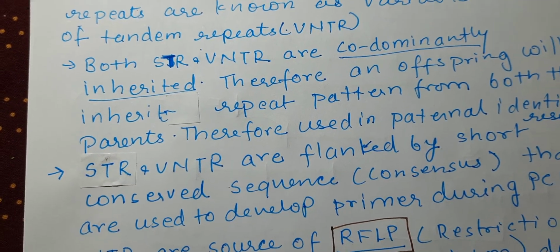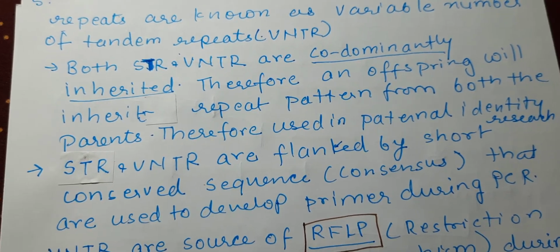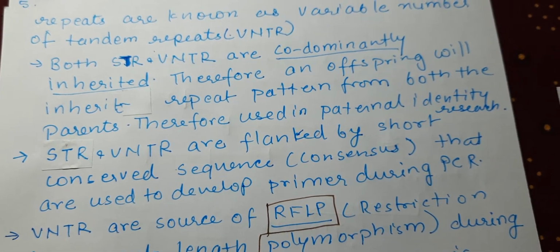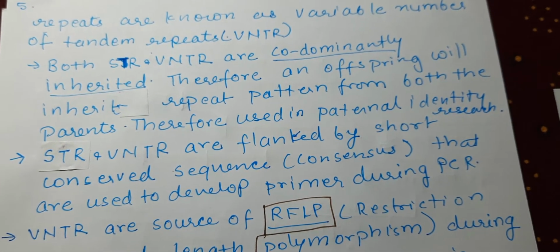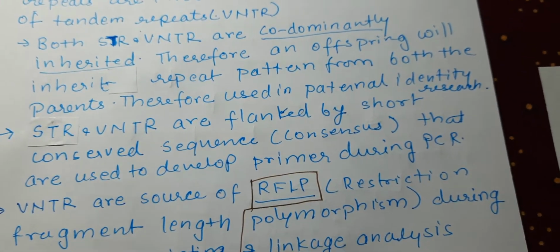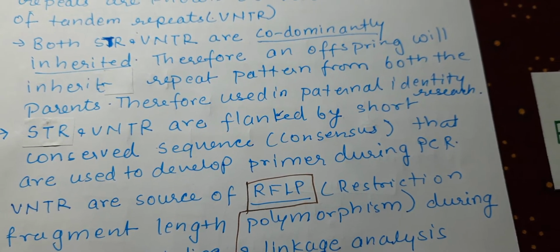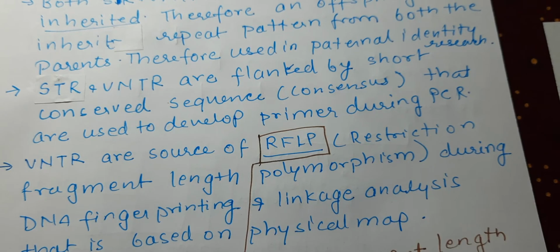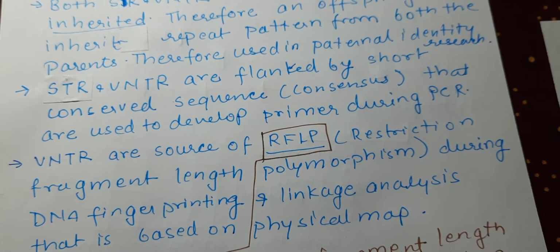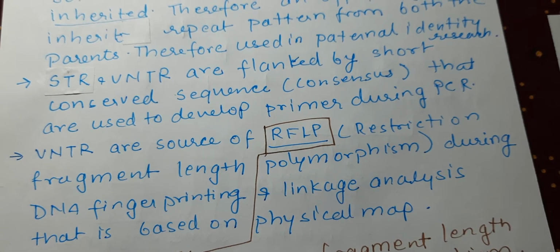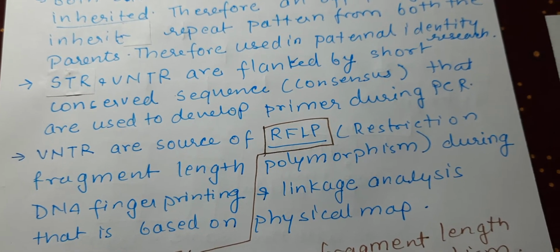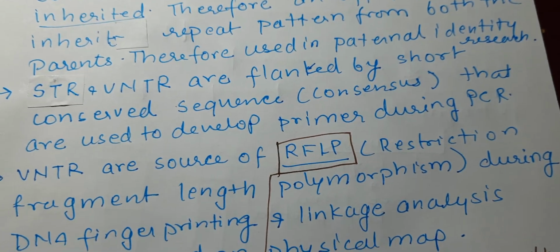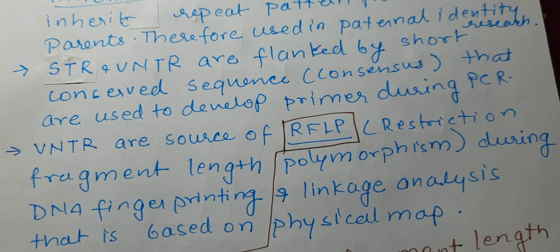Now both short tandem repeat and VNTR are co-dominantly inherited. This is the property. Therefore, an offspring will inherit repeat pattern from both the parents. Therefore, these repeats are used in the detection of the real parents. The STR and VNTR are flanked by short conserved sequence, which is known as consensus sequence, that are used to develop primer during the PCR. So they are also used as probe when they are radio labeled.